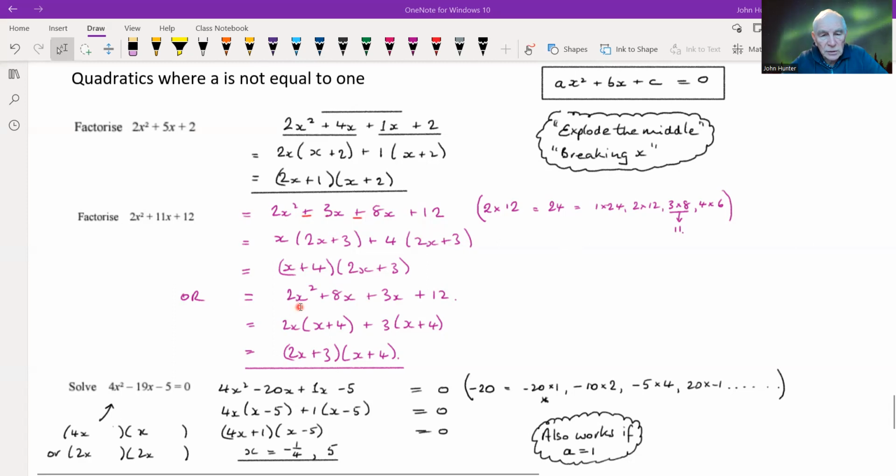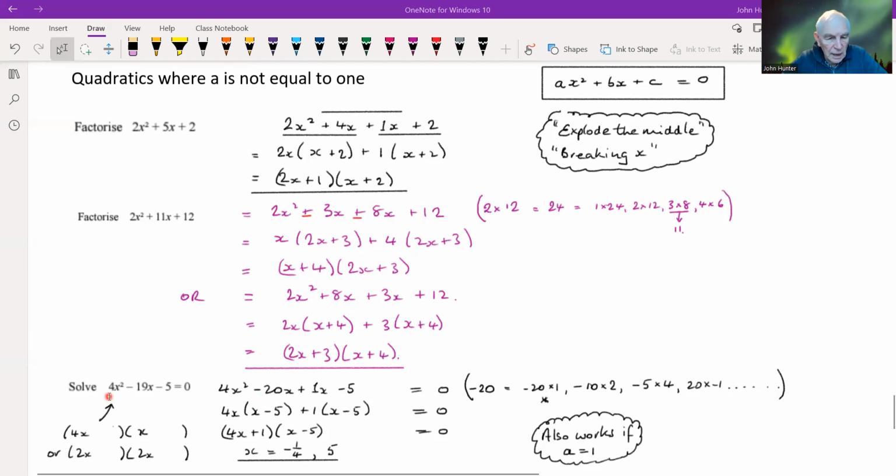If we wrote it like 2x squared plus 8x plus 3x plus 12, then in this case we would just factorize 2x out, and there's 2x into x plus 4, 3 out of there, 2x plus 4, and we'd get 2x plus 3 into x plus 4, the same as that. So that's kind of how it works for that.